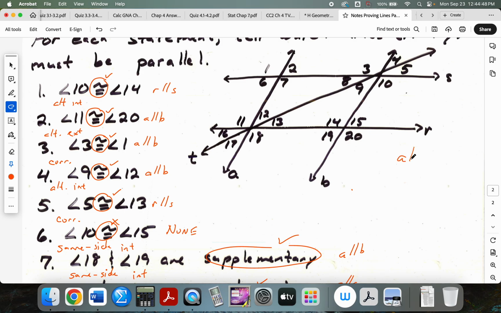So, did everybody get that A is parallel to B? Yes. All right. I have a worksheet for you.